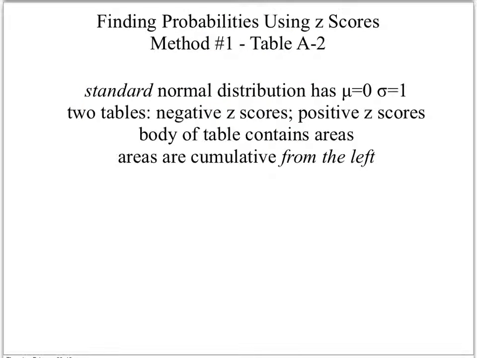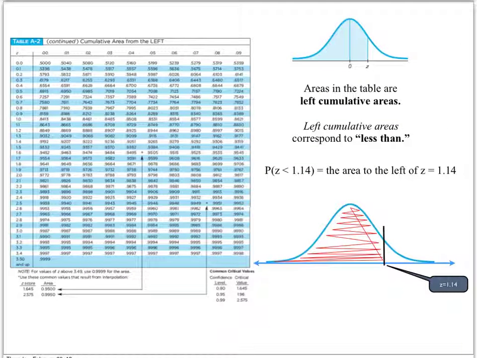So the first method for finding probabilities or areas by using z-scores is to use table A2 in the back of your text. So just remember that the standard normal distribution has a mean of 0 and a standard deviation of 1. And you actually have two tables back there. You have a negative z-scores table and a positive z-scores table. In the body of the table are cumulative areas that are on the left side of the z-score. So let's look at the table and see what this means.